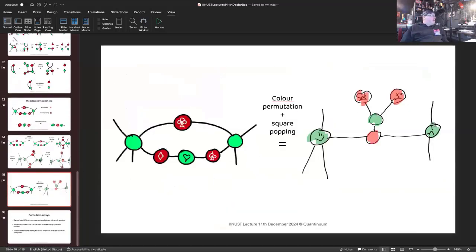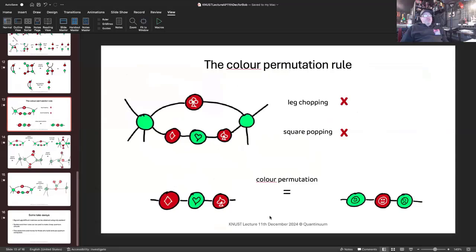So wait, where is it? Okay, here it is. So the rule is that if you have, on a single line, something red and something green and something red, you can always swap this to something green and something red and something green. If you look at the picture on top, there is nothing you can do here. You don't really have a square here because you have 1, 2, 3, 4, 5, 6 nodes alternating. So there's nothing really you can do.